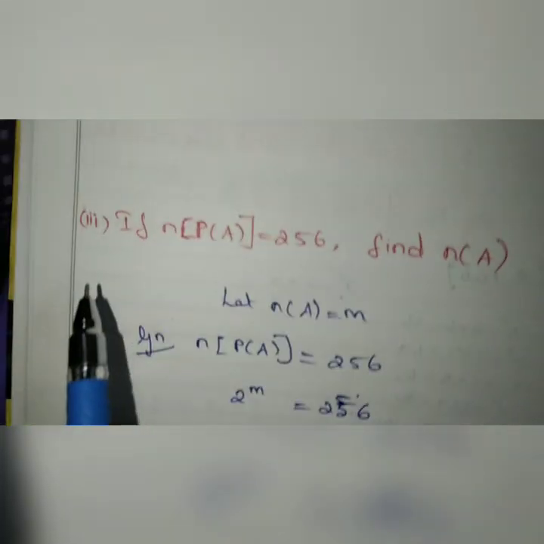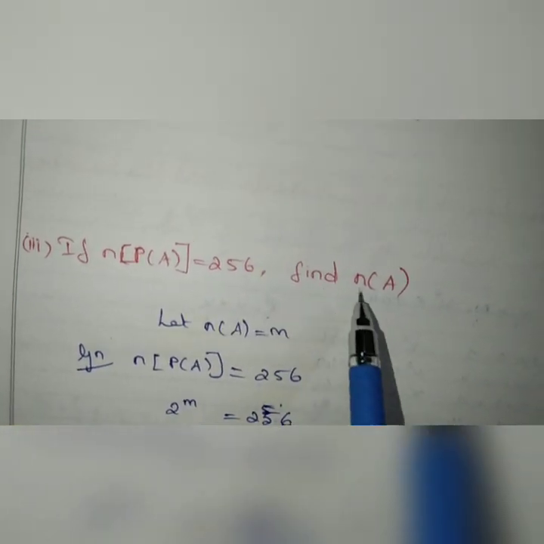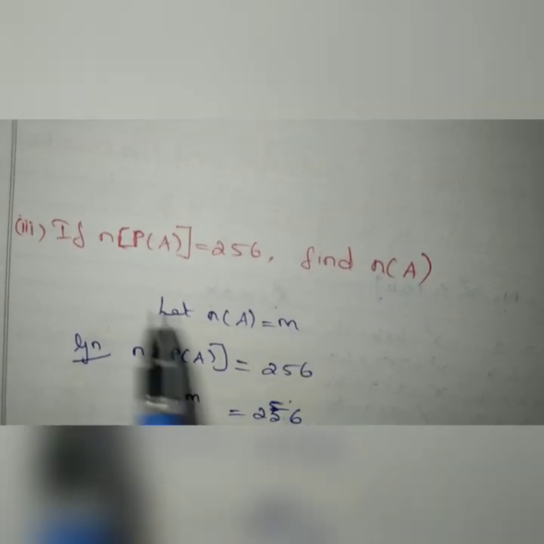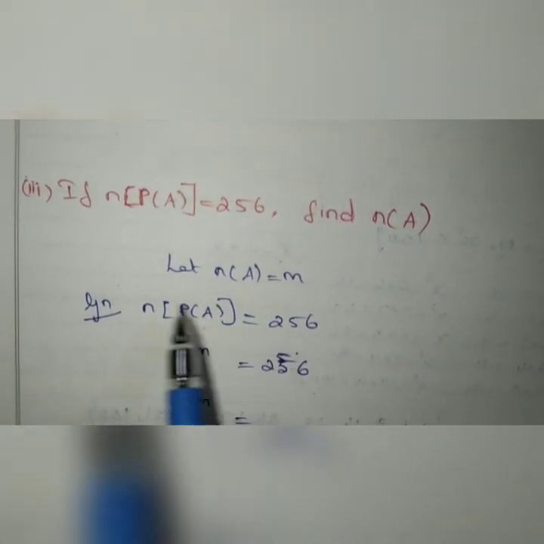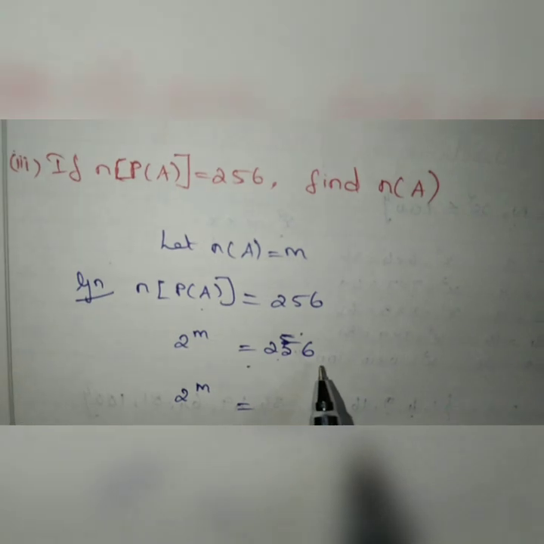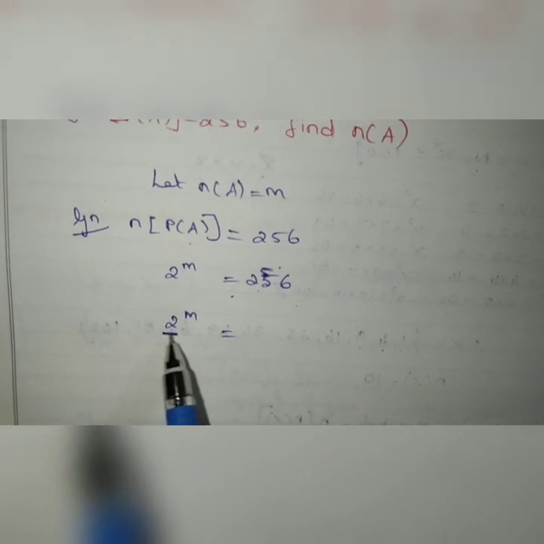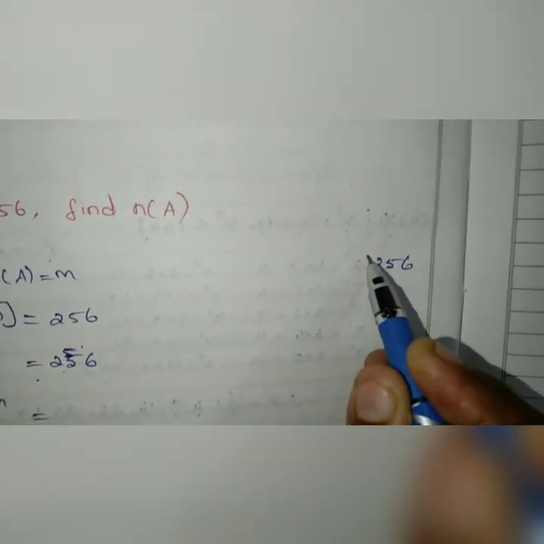Now we will do the third subdivision. If n of P of A is 256, find n of A. Now let n of A be equal to m. N of P of A is given as 256. Actually, the formula for n of P of A is 2 to the power m. That is equal to 256. This side you have a base and a power. So 256 must also be written as a base and a power. The base must be 2. So we are going to factorize 256 by 2.